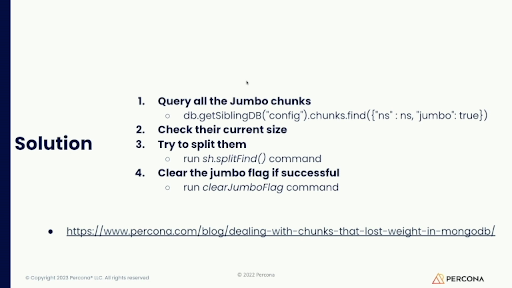Basically, the query will look like this. Okay, so we query the chunks collection. And in this case, we have the condition of jumbo true, so that just returns the jumbo chunks. To check their size is the data size command, same as before. And then we can run sh.splitFind to try and split them, if possible. Finally, we run the command to clear the jumbo flag.